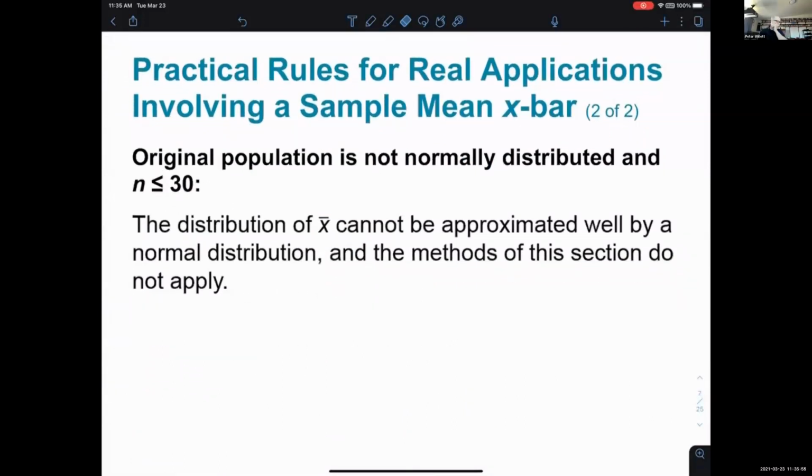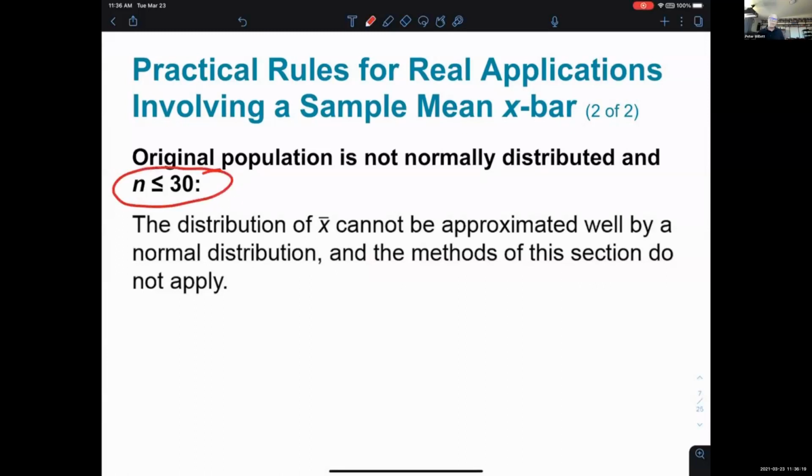All right, so the distribution of X bar cannot be approximated well by a normal distribution, and the methods of this section do not apply if the original population is not known to be normally distributed and you have a sample size that's too small, less than or equal to 30. So focusing on this just for a second.